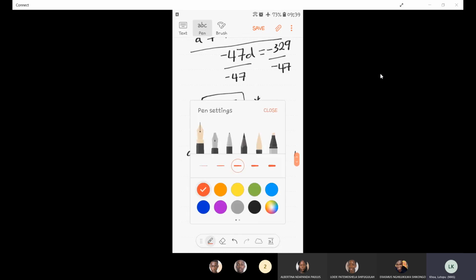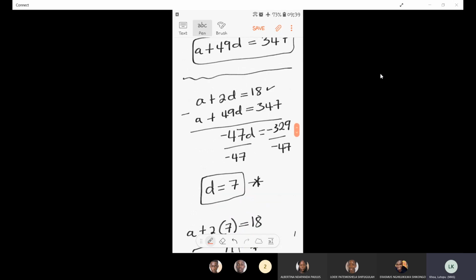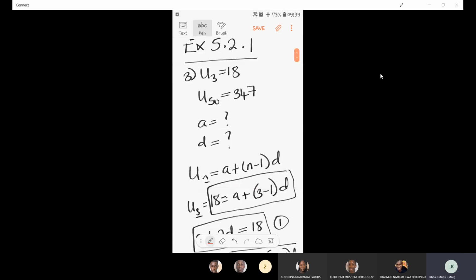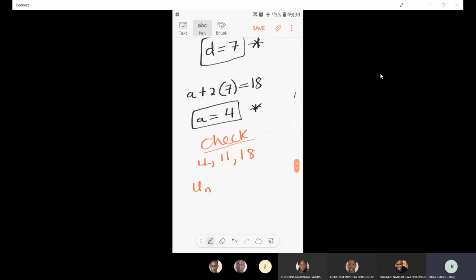You can always test and see if your answers are correct. Like I always say, check the solutions. So you know what the first term is. It is 4. Then the next term, 4 plus 7 is 11. Then the third one, I will get 18, which is what I was given in the question. And then you can also come up with a formula for un and then check that u50 is the same as the one in your question to make sure that what you have done is correct.